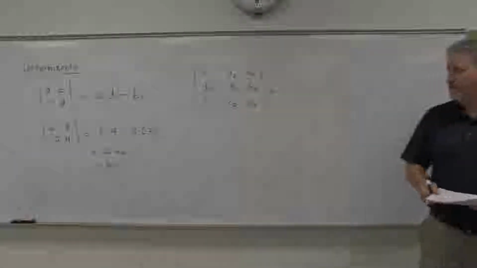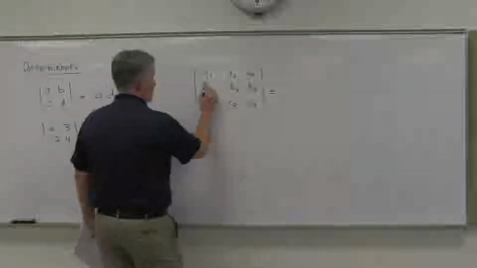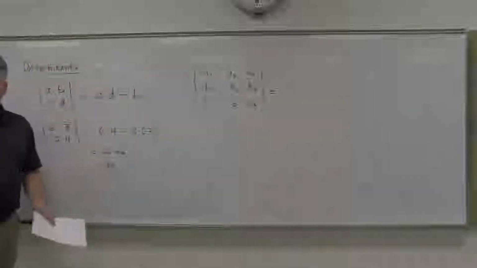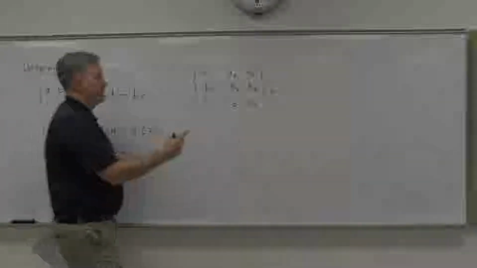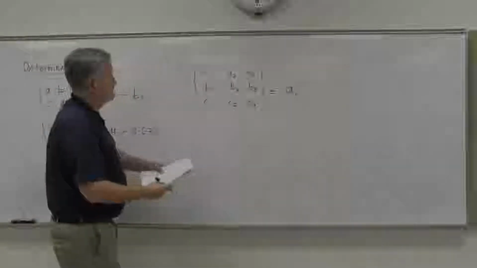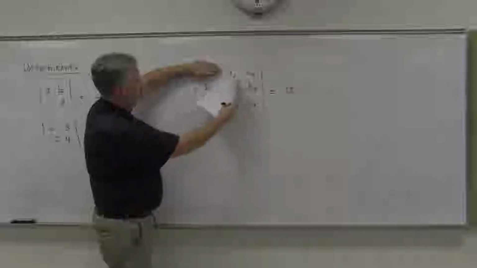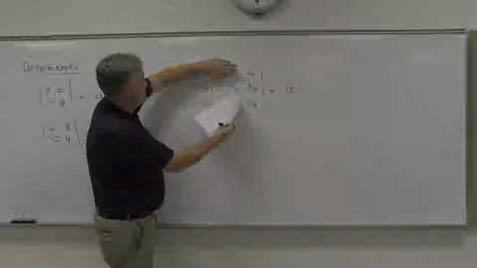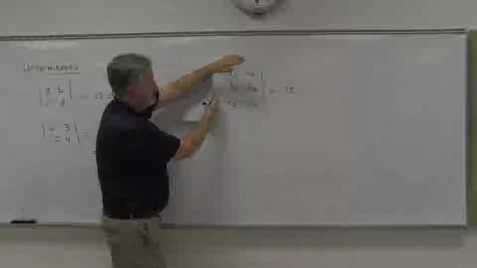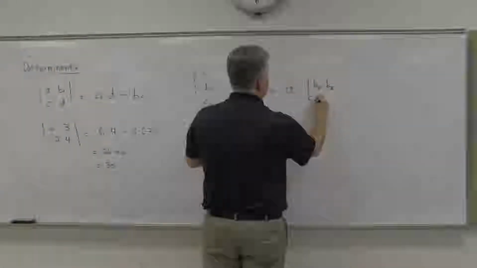But to do that determinant, the way you can look at it is I'm going to take all of the top ones and multiply each by a 2 by 2 determinant. So I'm going to take A1, forget the first column and first row, and that gives me the determinant B2, B3, C2, C3.